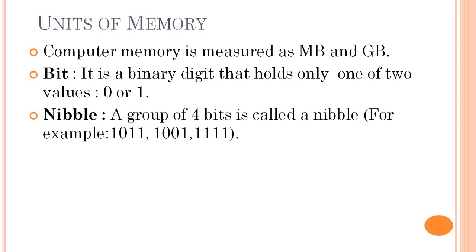Next one is nibble. A group of 4 bits is called nibble. For example, 1011, 1001, and the last one is 1111. So these are the examples of nibble. All these 4 collectively, they will form one nibble. Individually, if I say 1, it is going to be 1 bit. 1 bit, 2 bit, 3 bit and 4 bit. Together, they form a nibble.